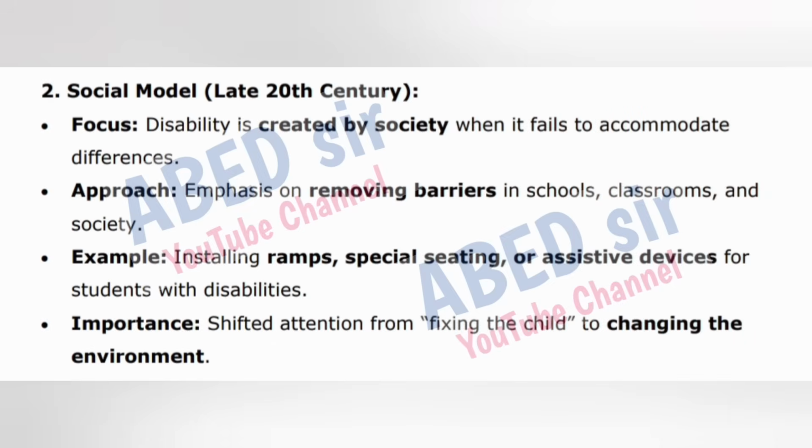2. Social model, late 20th century. Focus: disability is created by society when it fails to accommodate differences. Approach: emphasis on removing barriers in schools, classrooms, and society. Example: installing ramps, special seating, or assistive devices for students with disabilities. Importance: shifted attention from fixing the child to changing the environment.